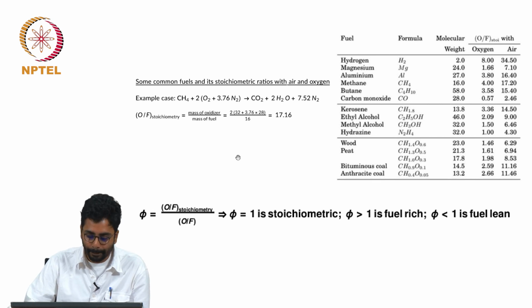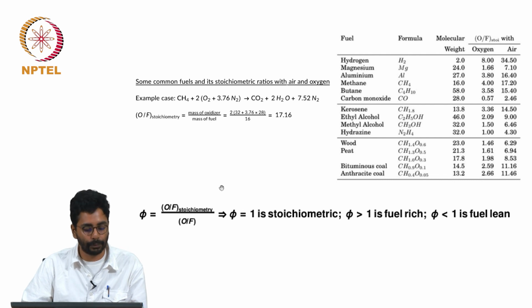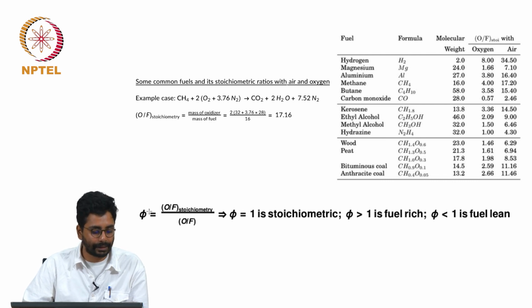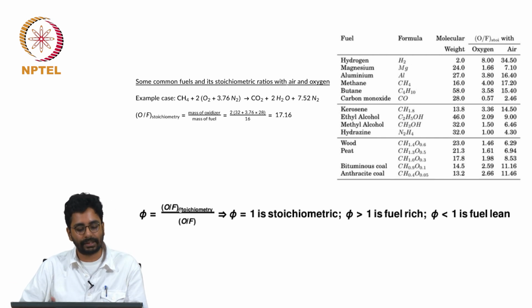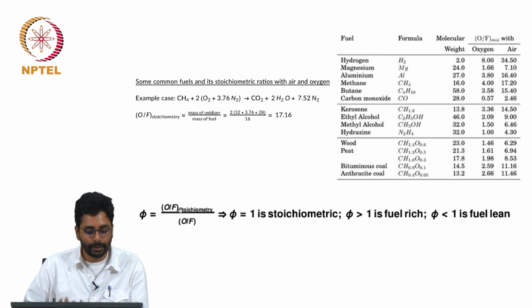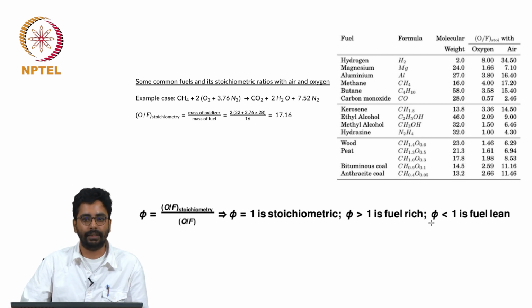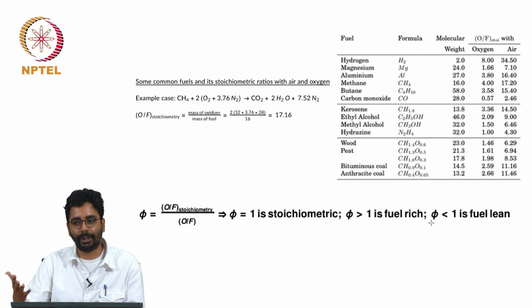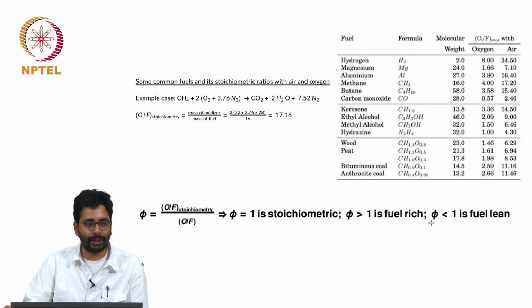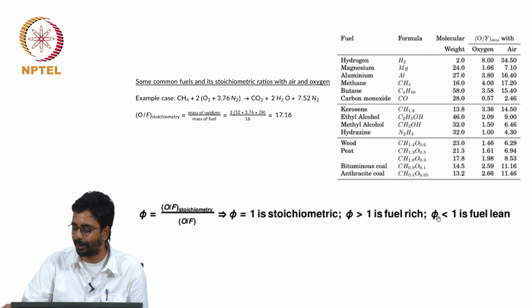Another way to look at stoichiometry, because the numbers are very different for different fuels, is a normalization that is practiced called the equivalence ratio, which is defined as the oxidizer to fuel ratio at stoichiometry divided by the actual oxidizer to fuel ratio. So phi equals 1 is stoichiometric, phi greater than 1 is fuel rich, and phi less than 1 is fuel lean. This is the most common convention, but you may also find the opposite. One takeaway is to watch out for the definition when you are drawing conclusions.